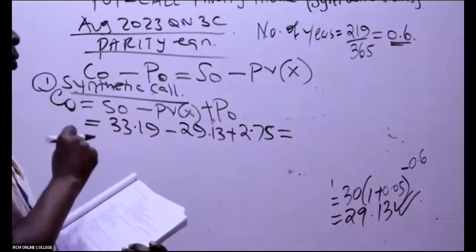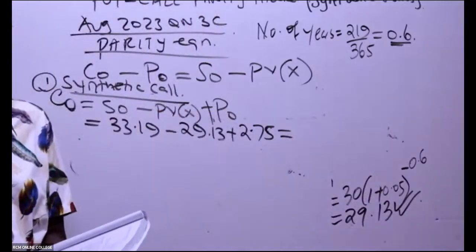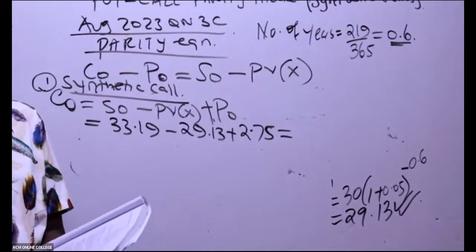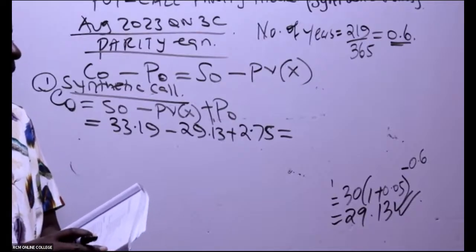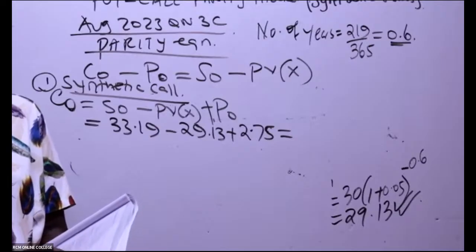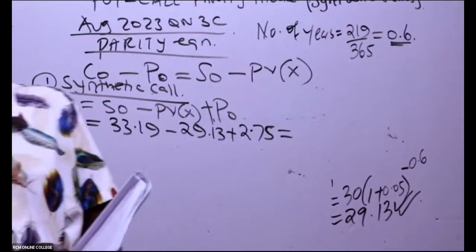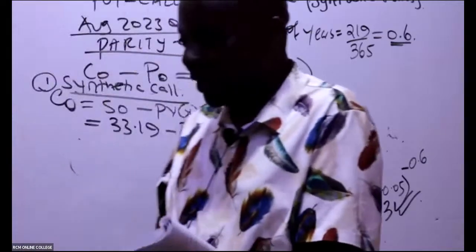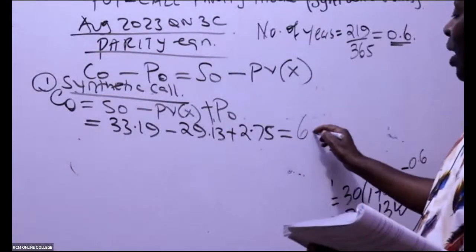You are able to give us what we call the synthetic call. So what are we able to get there, ladies and gentlemen? According to Margaret, we have 6.81. You have your correct answer.